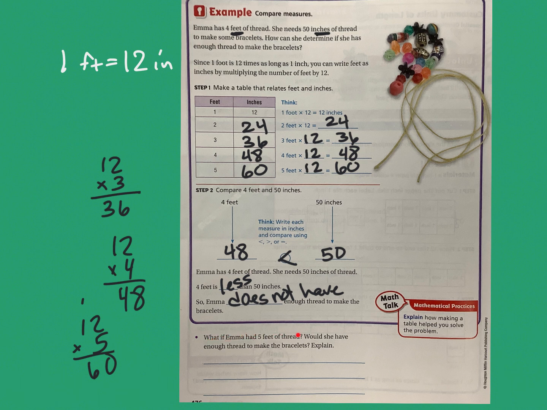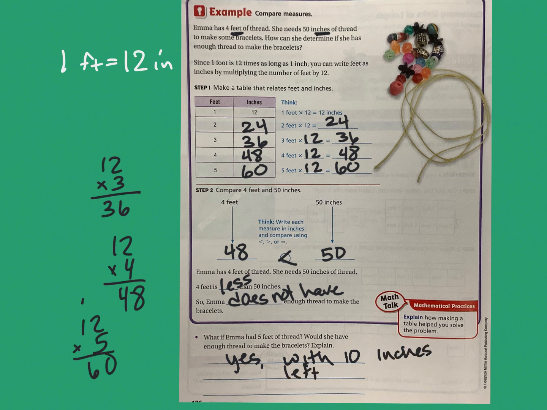What if Emma had 5 feet of thread? Would she have enough thread to make the bracelets? Yeah, she would have enough to make the bracelets, the 50 inches, and then she'd have some left over. Yes, with 10 inches left over.